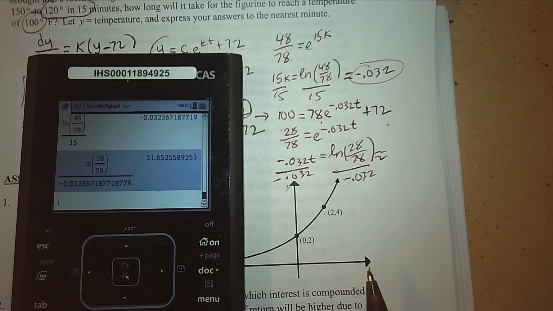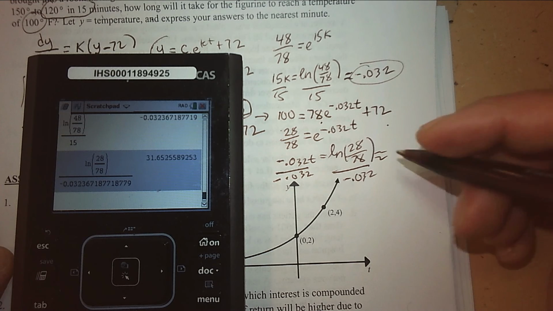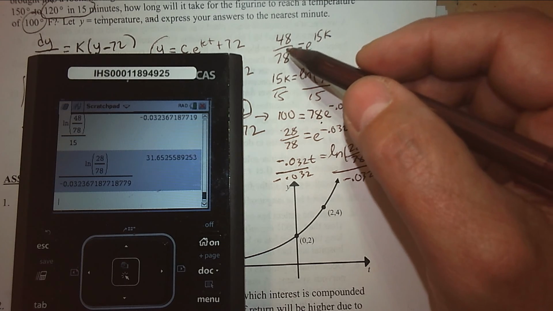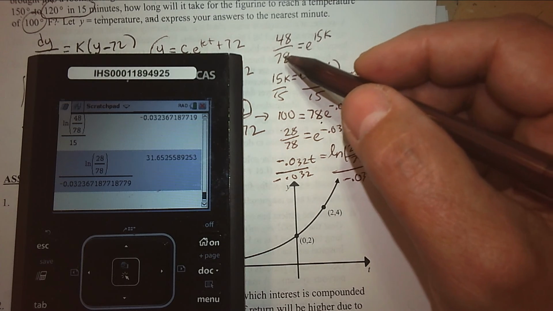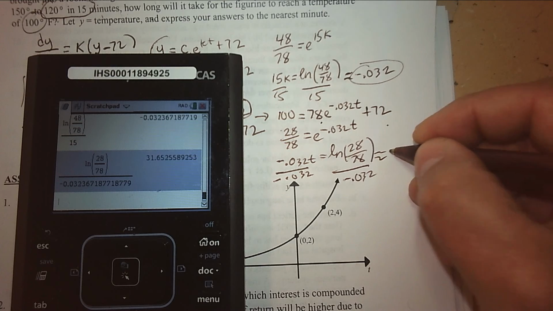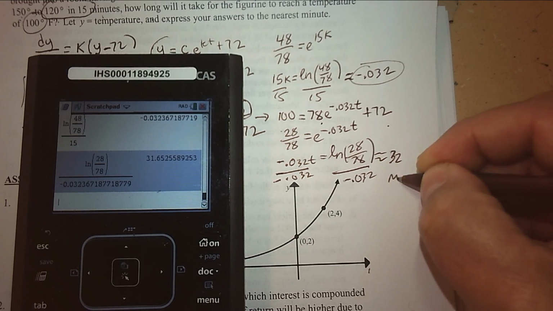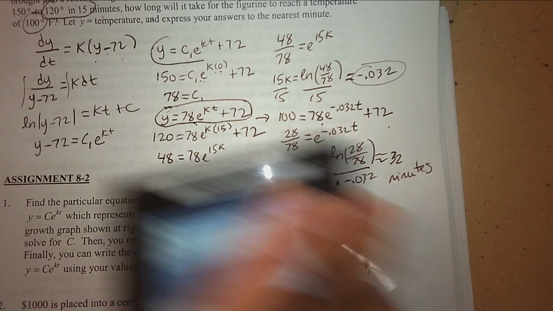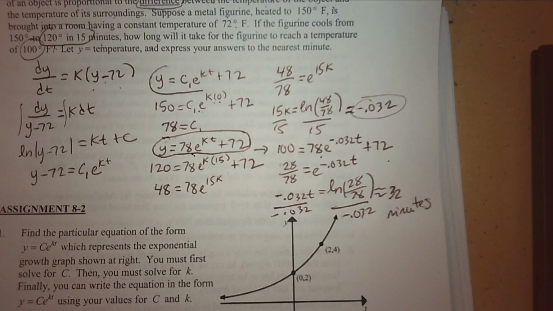And it's in minutes. How many minutes would it take for it to go down to 100 degrees? It says round to the nearest minute. So it tells me. If it didn't tell me, I'd have to use 3 decimals. So if I round it, approximately how many minutes would it take? And the answer is 32 minutes. Beautiful.